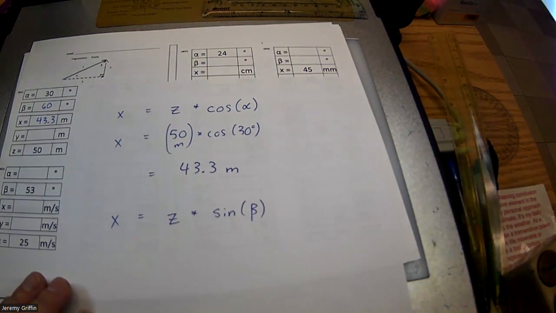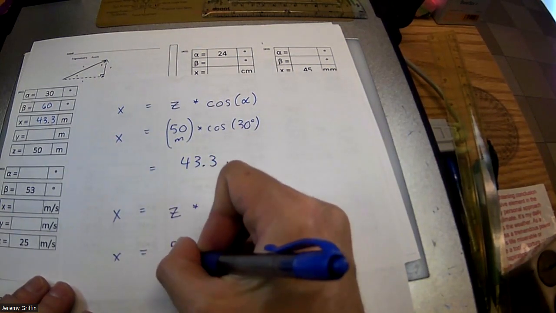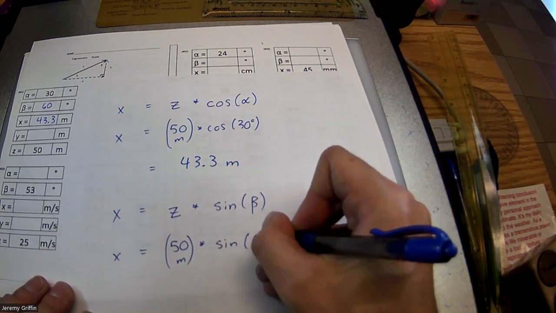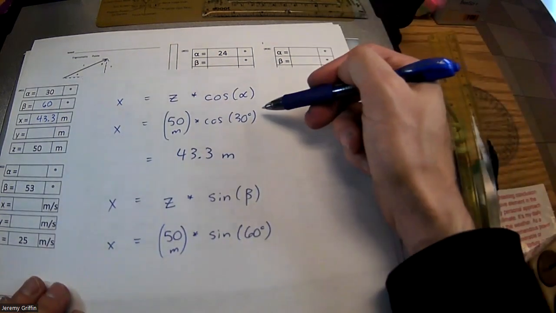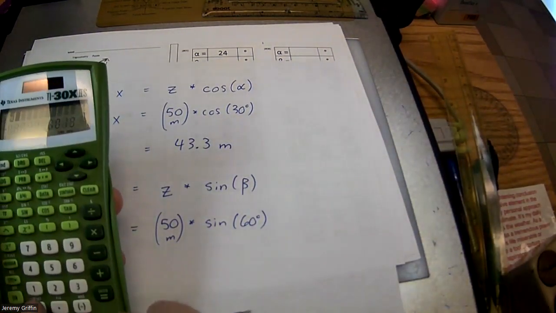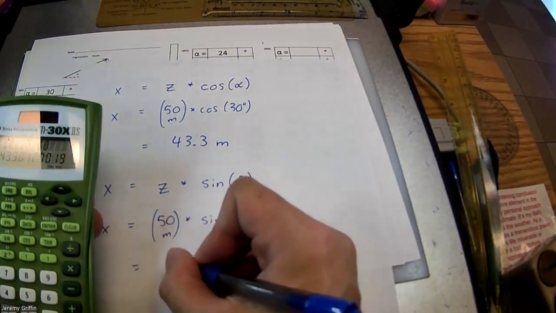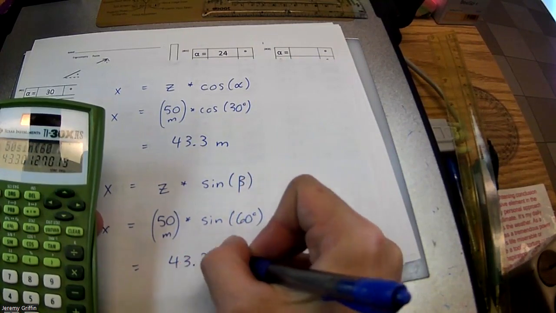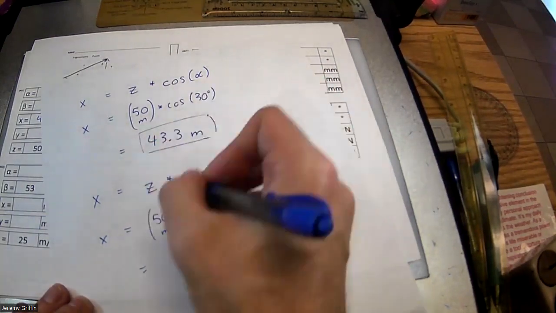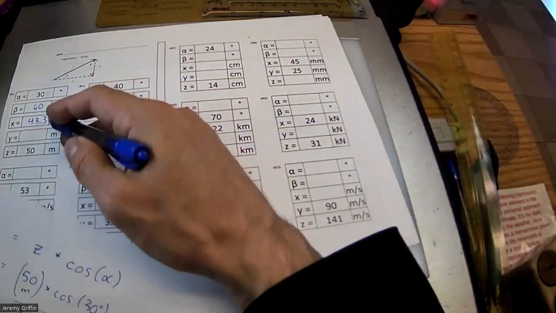Let's plug in some numbers. So I got my 50 meters for z, that didn't change, times sine of 60 degrees. Okay, so cosine 30 degrees, sine of 60 degrees, they should refer to the same side. We're going to find out. 50 sine 60 degrees. Oh, it's still 43.3 meters. All right, it's the same thing either way. They were the same thing, right?